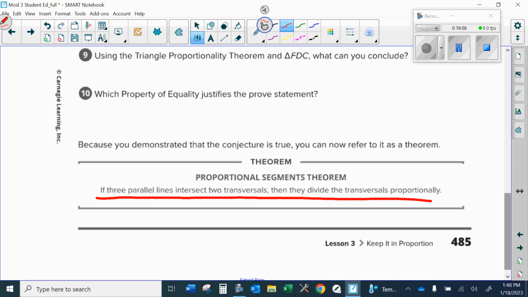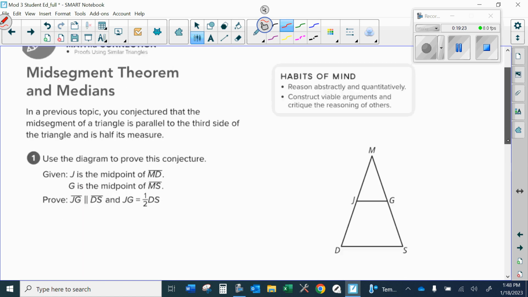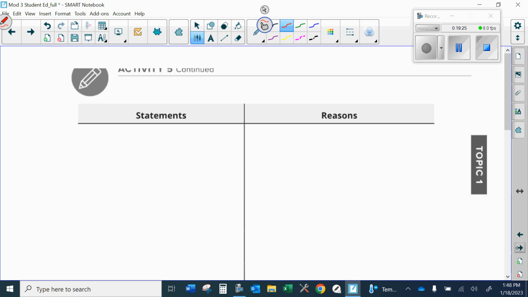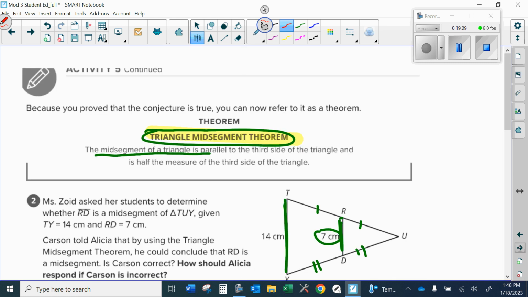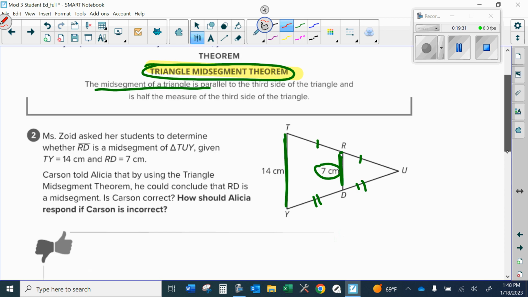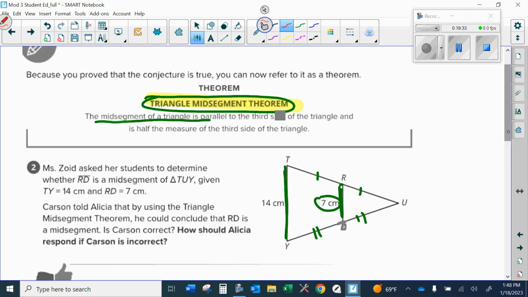So this one just says proportional segments theorem. So we just dealt with 2 parallel segments. It doesn't matter how many parallel segments there are. It's the same. So if 3 parallel lines intersect 2 transversals, then they divide the transversals proportionally. Okay. So let's look at one of those. I guess I don't have it there. Maybe we'll have it in the lesson questions.